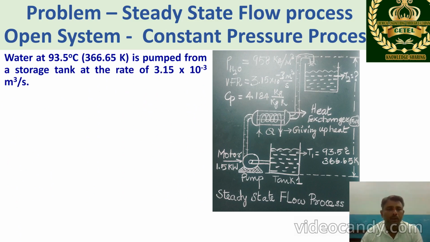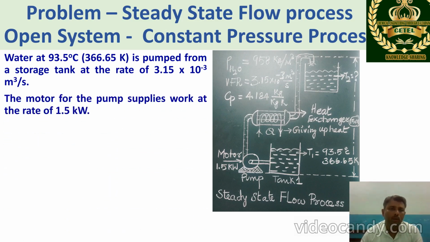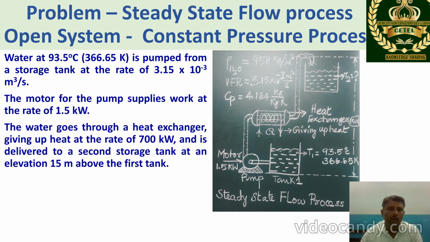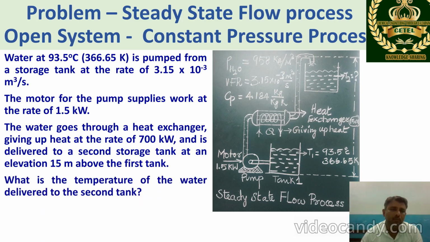The problem is: water at 93.5 degrees Celsius is pumped from a storage tank at the rate of 3.15 × 10^-3 meter cube per second. The motor for the pump supplies work at the rate of 1.5 kilowatt. The water goes through a heat exchanger giving up heat at the rate of 700 kilowatt and is delivered to a second storage tank at an elevation 15 meter above the first tank. The question is, what is the temperature of water delivered to the second tank?